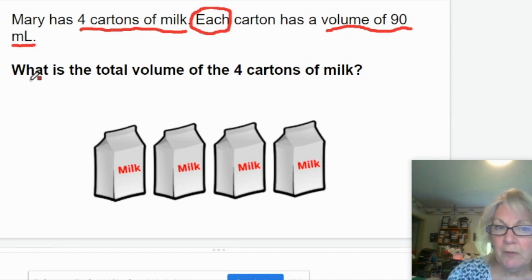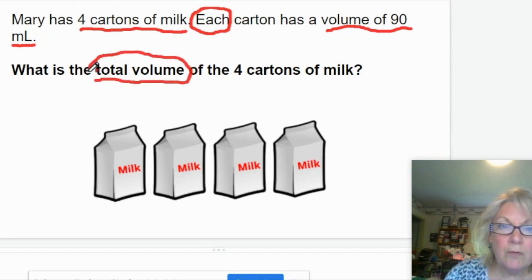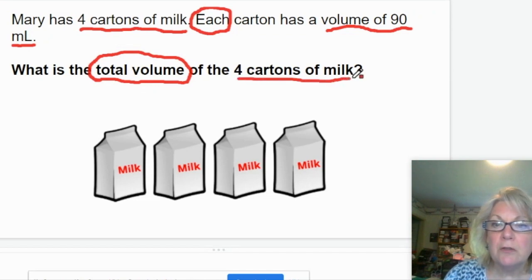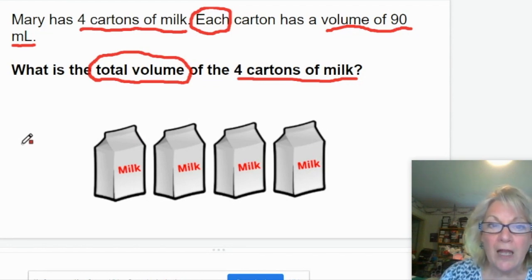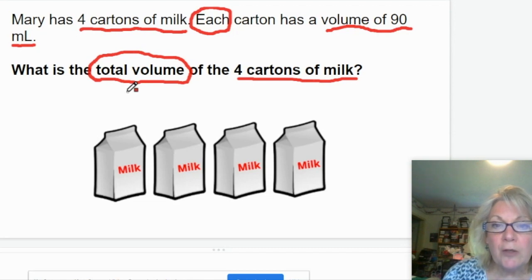Yes, on to our question. Oh, someone remembered from before, total volume from my I do of the 4 cartons of milk. All right, so we've got some key information and some thinking tools based on our underlining and circling. So now we have to decide if we're going to add, subtract, multiply, or divide. It does want the total volume like before, but we have that special word each. That means that each carton has the same amount, and each of them has 90.